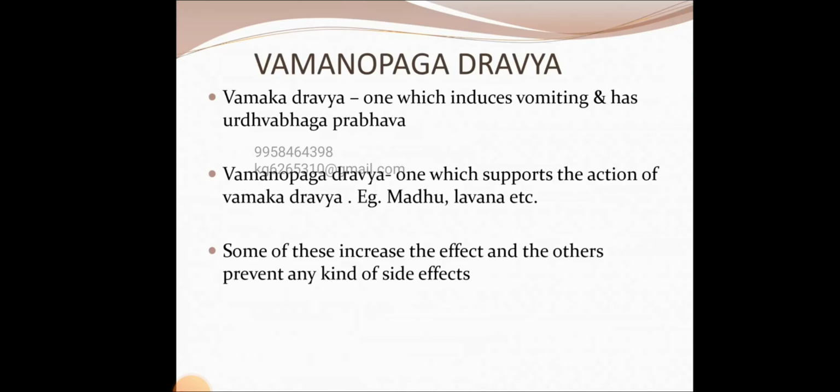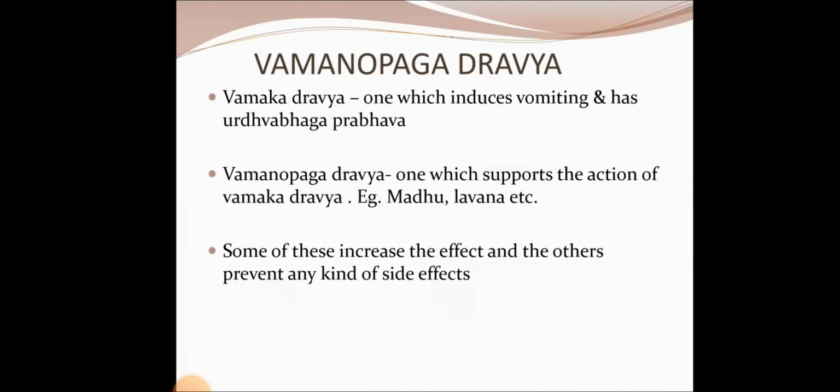Okay, next slide please. Vamanopaga Dravya. This is very important. Two types of drugs are coming under this Vamanopaga Dravya: Vamaka Dravya and Vamanopaga Dravya. What is a Vamaka Dravya? It is a drug which induces vomiting and has Urdhvabhaga Prabhava. One which induces vomiting and has Urdhvabhaga Prabhava.